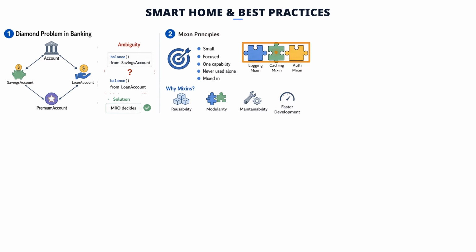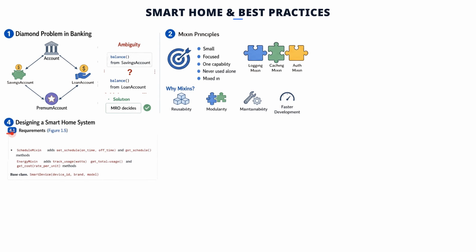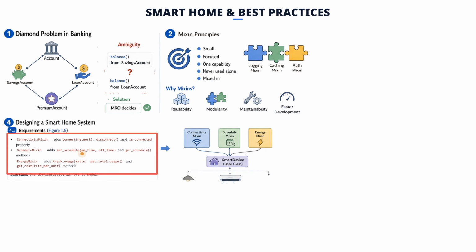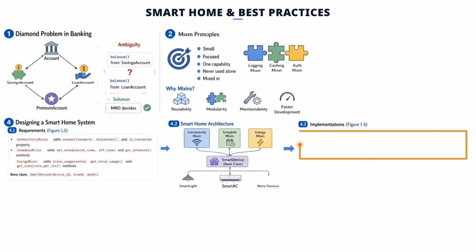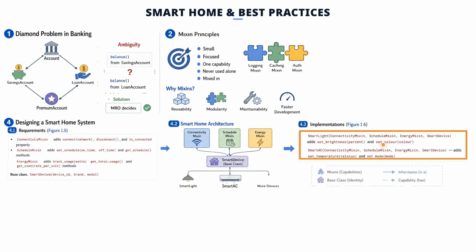Let's apply this practically by designing a smart home system. Looking at the requirements here, we define specific mixins for network connectivity, scheduling features, and energy tracking. Over in the architecture diagram, notice how these independent mixins can be seamlessly attached to our base smart device class. When we write the actual implementations, we simply combine them to create distinct products like a smart light or a smart AC. Each final device inherits its core identity from the base class and dynamically pulls in exactly the capabilities it needs from the mixins while adding unique methods like setting the temperature.